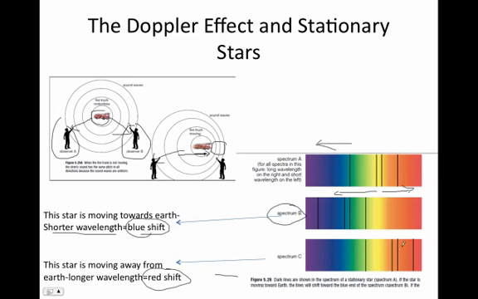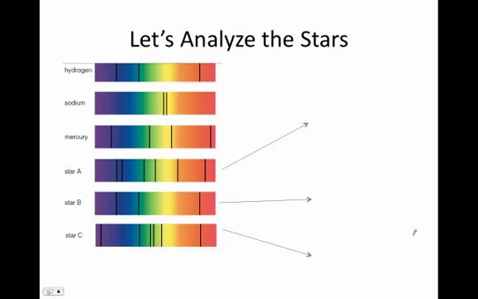Here's the same star, but this time, here's the lines. Oh, they're here. They just haven't lined up perfectly. If they lined up perfectly, that would mean the star is stationary. But they're just slightly shifted over towards the right. We call that red shifted, and that means that the star is moving away from the Earth.